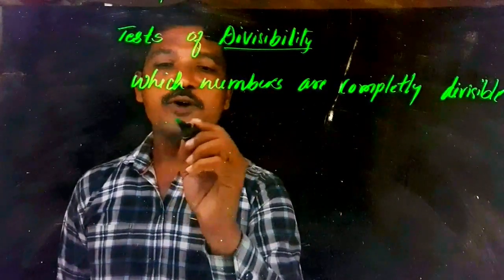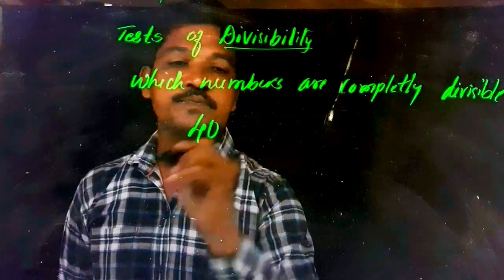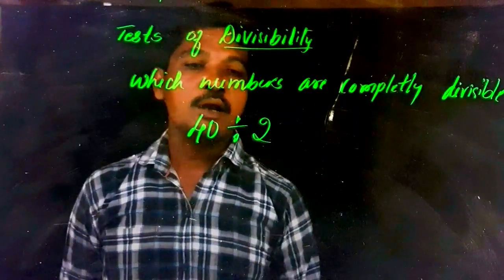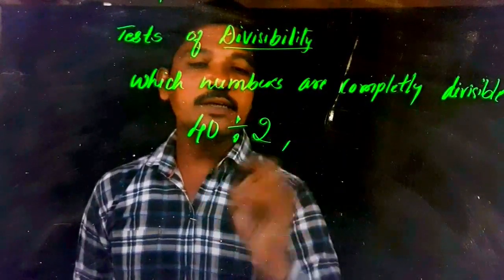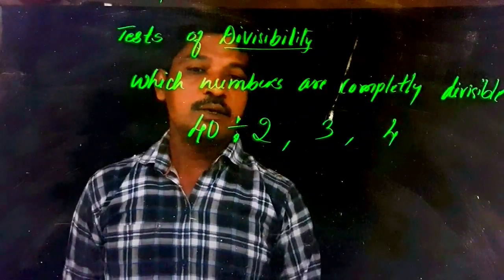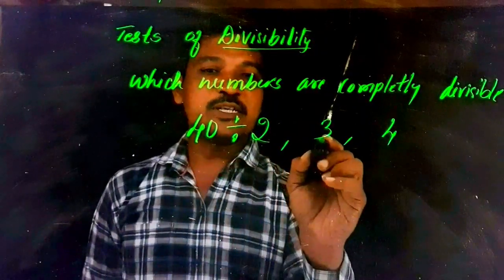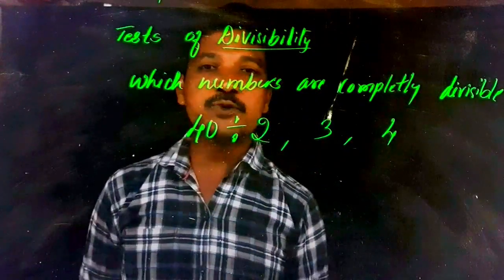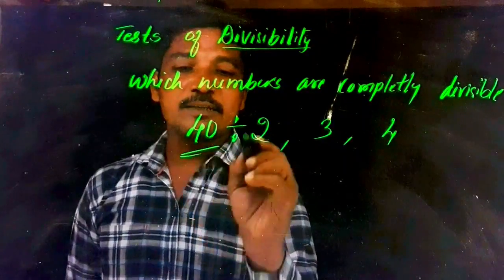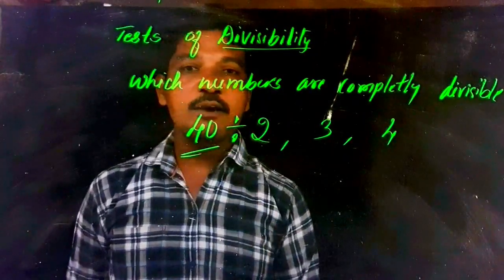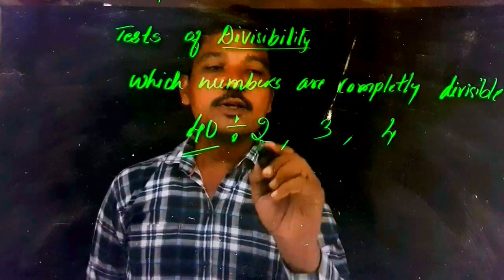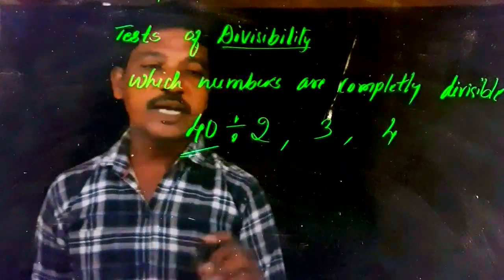Okay, so for example, I will take 40. Is 40 divisible by 2, or is 40 divisible by 3, or is 40 divisible by 4? We need to check it. How to check this? Some rules are there. Without actual division, we can tell whether the given number is divisible by 2, 3, 4 or 10. Up to 10 we can.